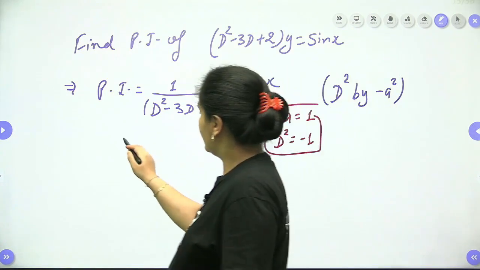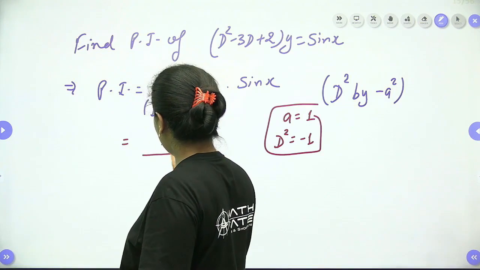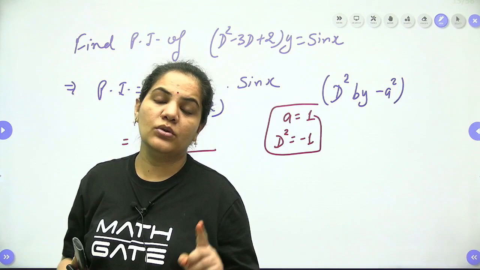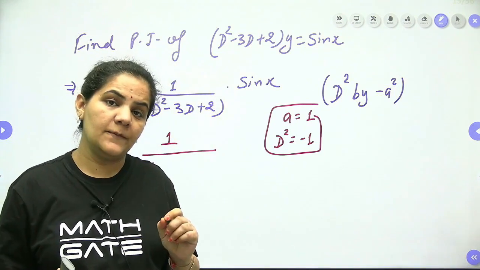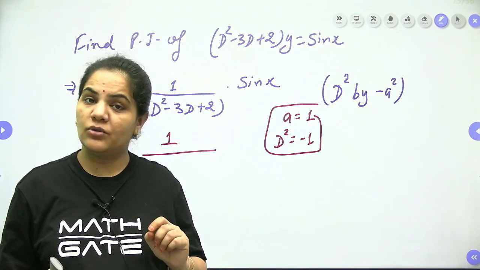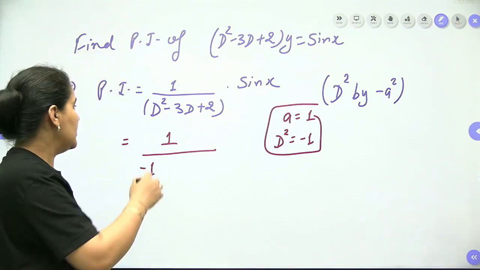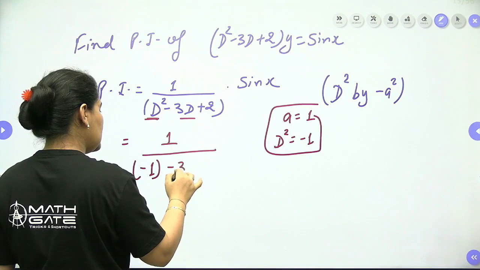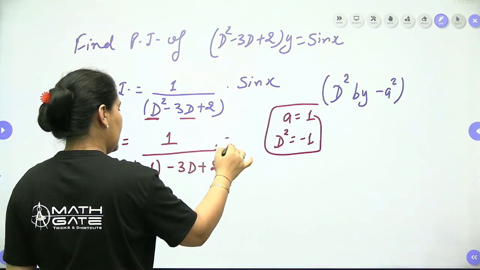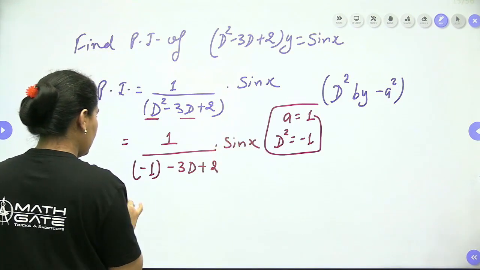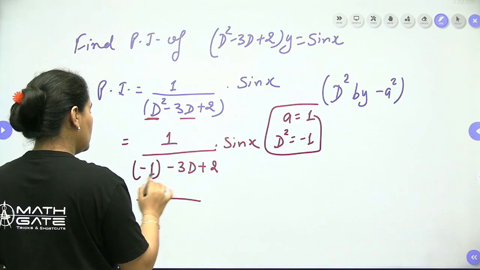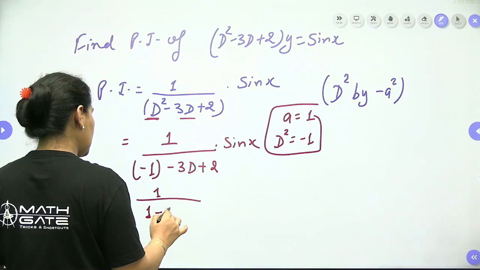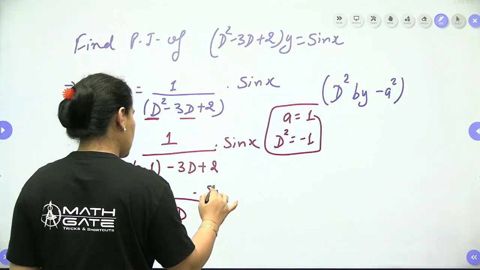So when you put it here, it will become 1 by D square, minus 1. Now remember one thing, you have to put it only and only in place of D square. You will not put it in place of D, okay, remember that point. The D will be unchanged, and it is sin x. So 2 minus 1 means it will be 1 only. So it will be 1 minus 3D into sin x.